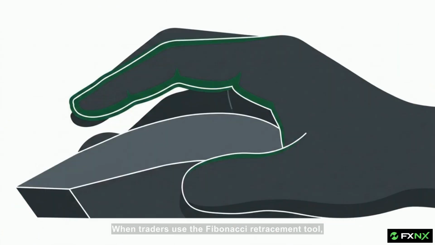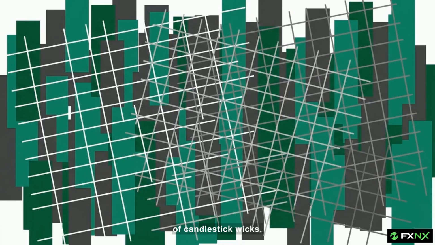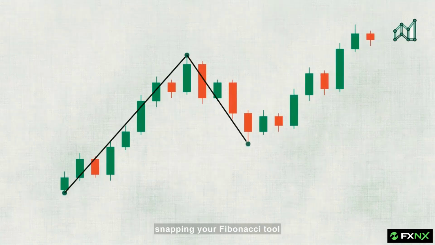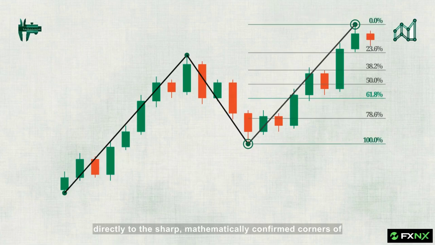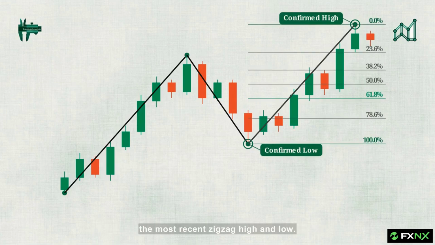When traders use the Fibonacci retracement tool, they usually end up staring at a cluster of candlestick wicks, guessing which specific high and low points they should use to anchor their grid. In this animation, we resolve that problem by snapping your Fibonacci tool directly to the sharp, mathematically confirmed corners of the most recent zigzag high and low.